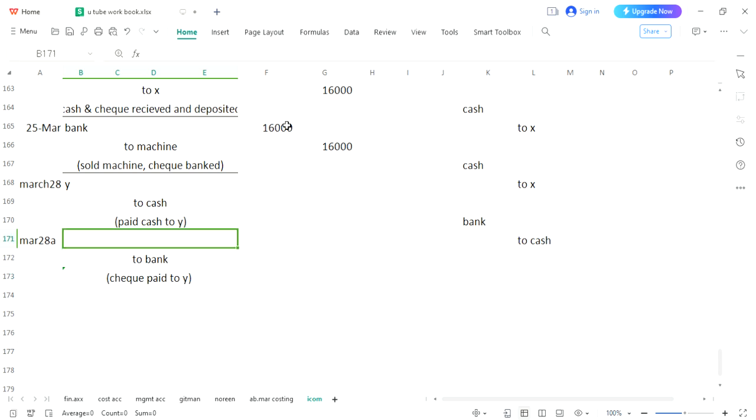The person you have given this check was Y. He was the person to whom amount was payable. He was your liability. But as you have paid the amount, your liability has been decreased. Decrease in liability should be debited. So you will debit Y. Now the entry for check paid to Y is Y to bank.